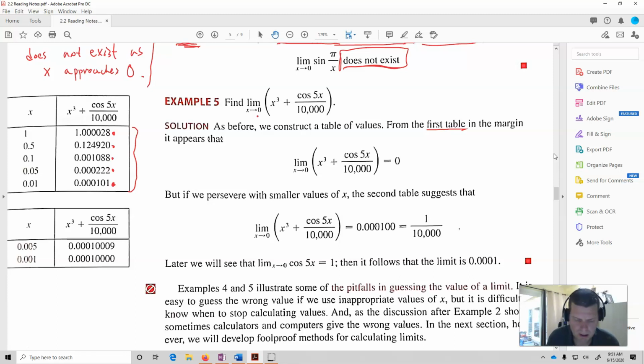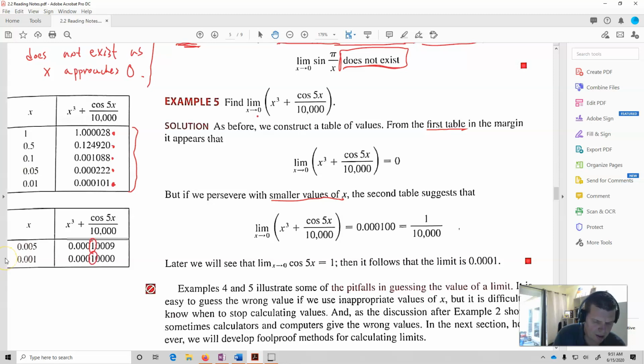If you continue with smaller values of x, the second table suggests that, right, now even smaller values of x than this 0.01. So we're getting smaller. The second table suggests that, and I look over here, and now what I see is that no, it's not actually going to 0, right? That 1 is sticking around.